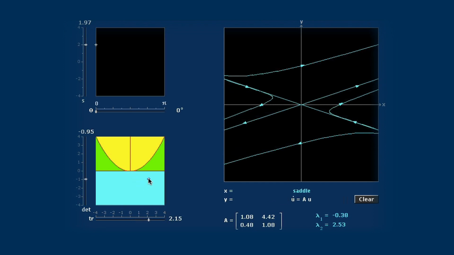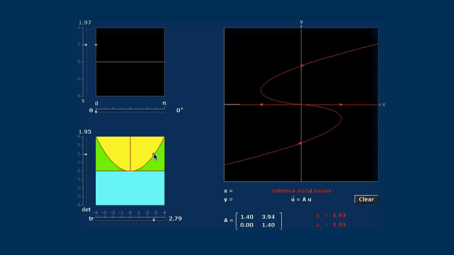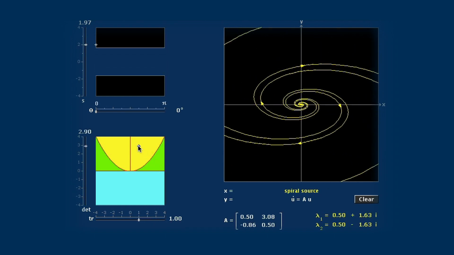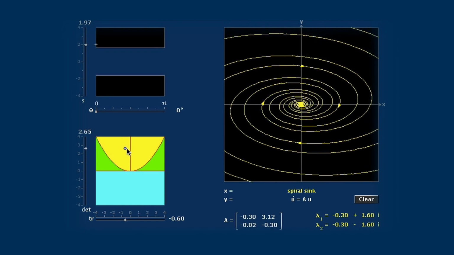But one of the things this tool does is to let you see the smooth morphing that goes on as you move from one section to another. There's no jumps. It's a smooth motion. They're all continuously connected to each other. And that's part of the lesson.